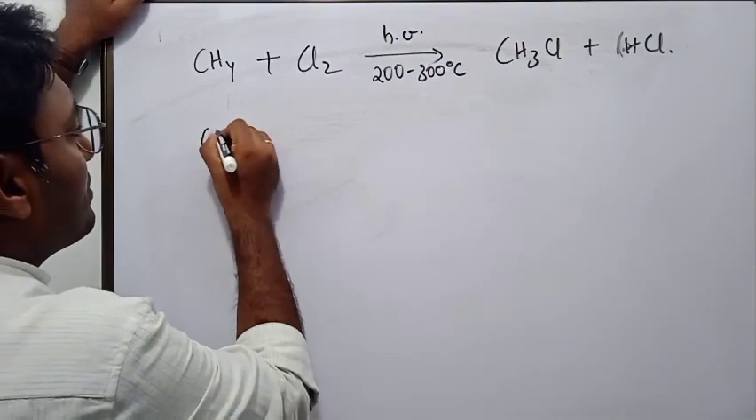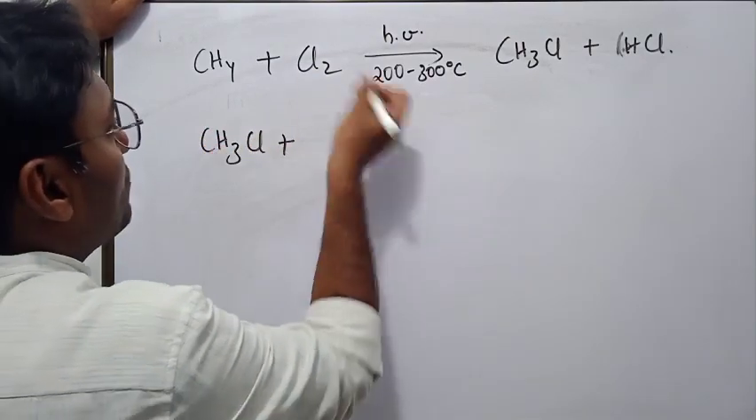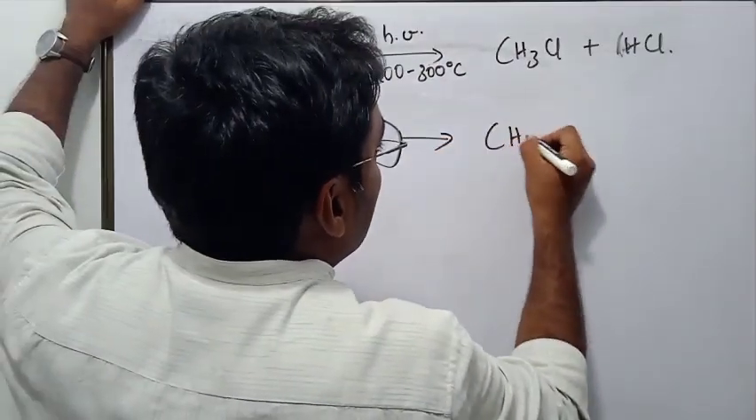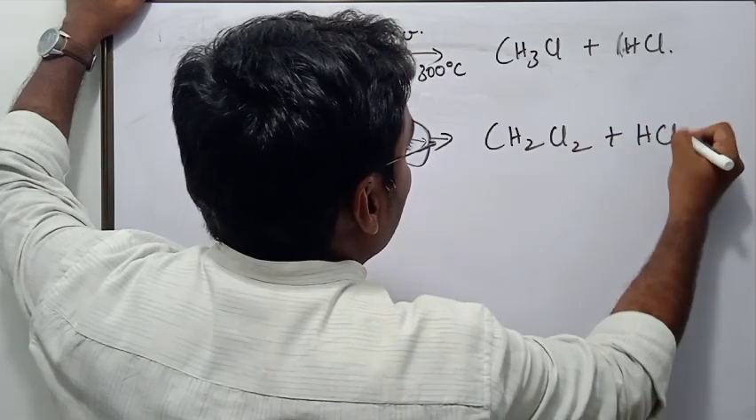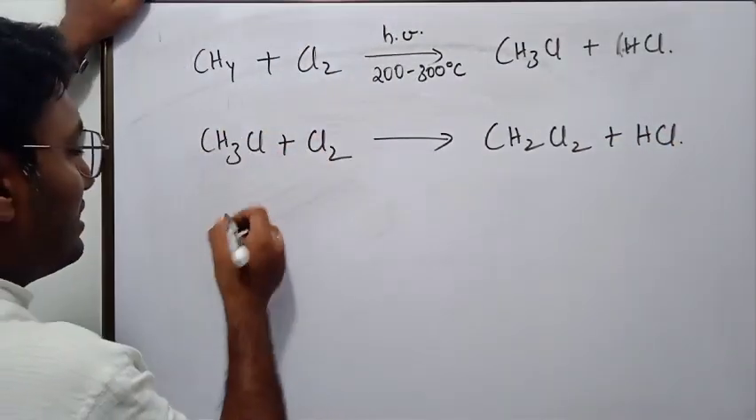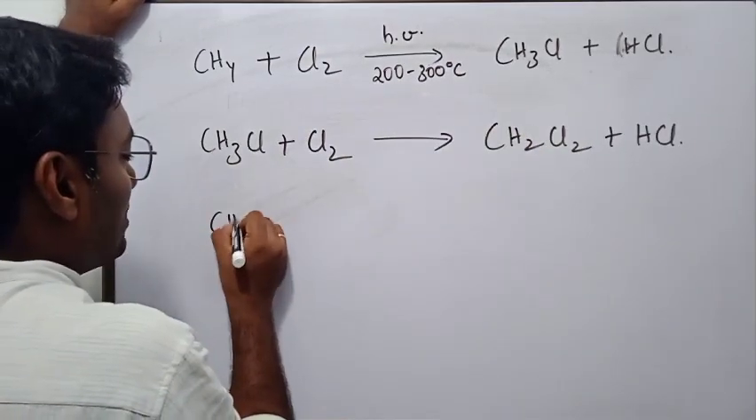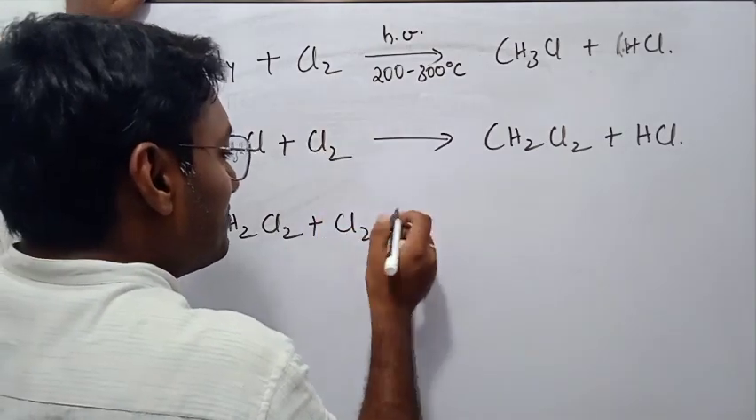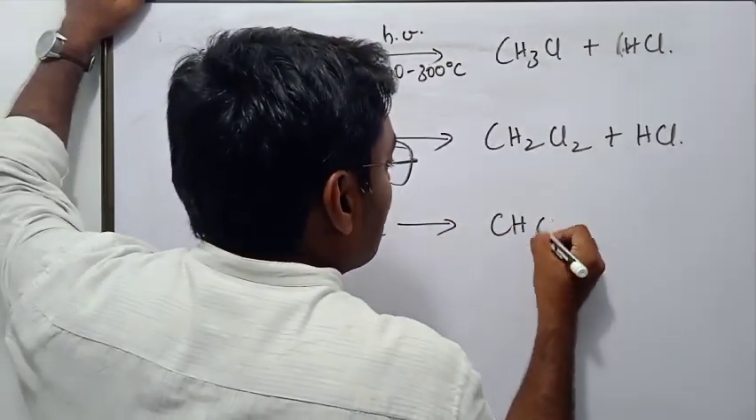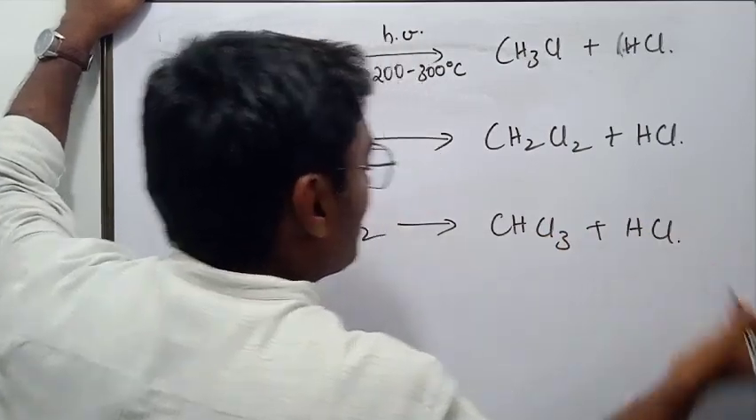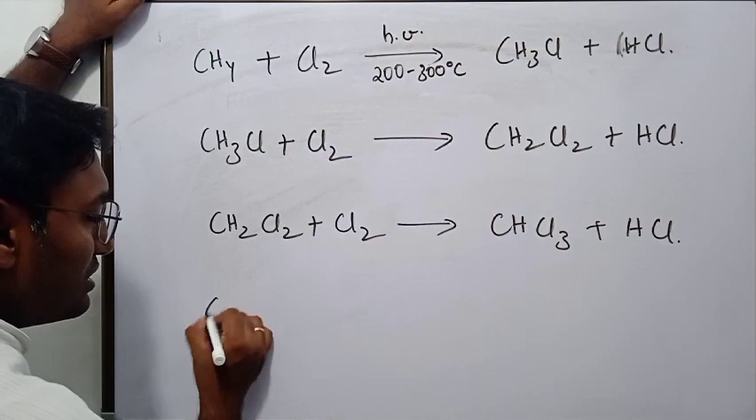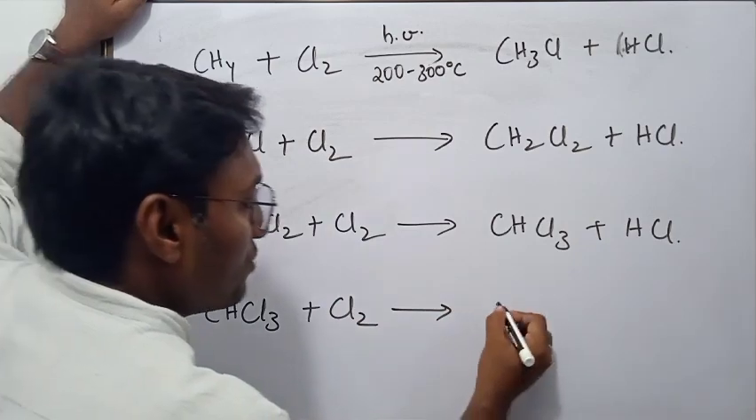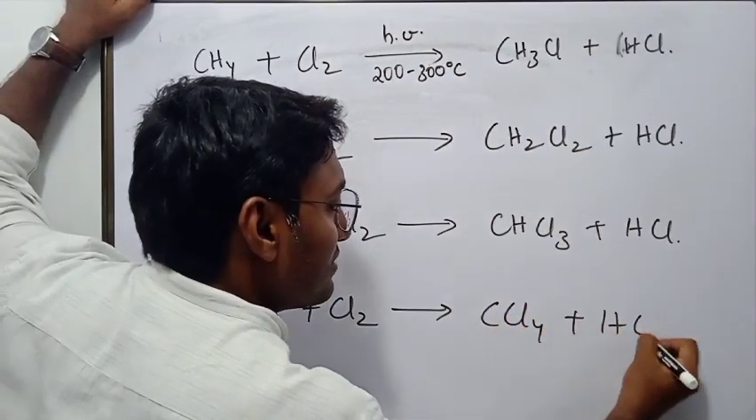In the second step, what would happen? CH3Cl would react with chlorine in the reaction system, and it would yield dichloromethane plus HCl. Now in the third step, the dichloromethane that is formed, CH2Cl2, would react with the chlorine in the reaction system to form CHCl3, that is chloroform. In the fourth step, CHCl3 would react with chlorine and it would form CCl4 plus HCl.